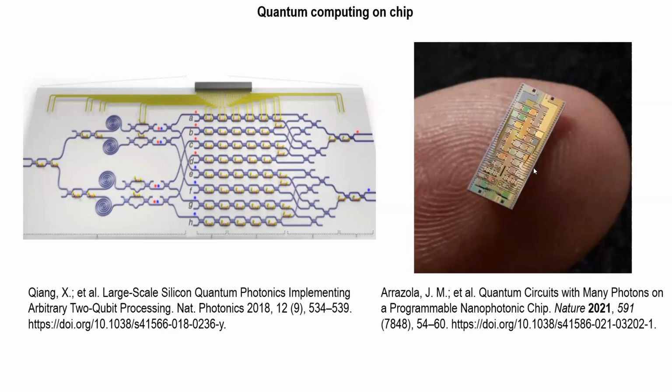And this picture on the left is yet another example of a more recent quantum circuit with many photons on a programmable nanophotonic chip. This work was published two years ago in the journal Nature, and it's a very nice looking chip, and we can envision great progress in this area.